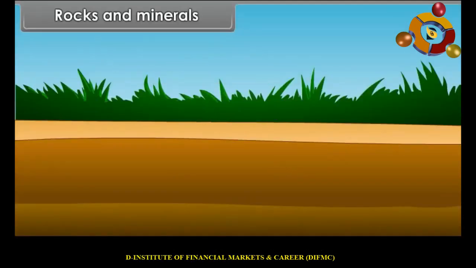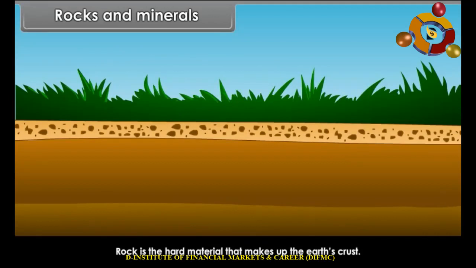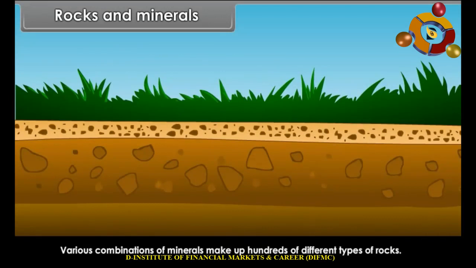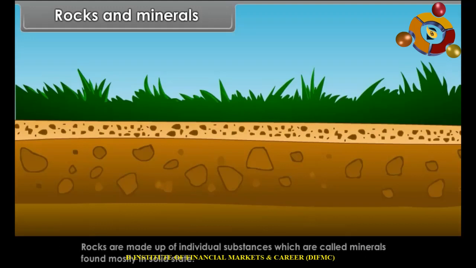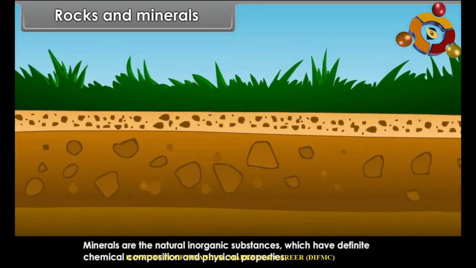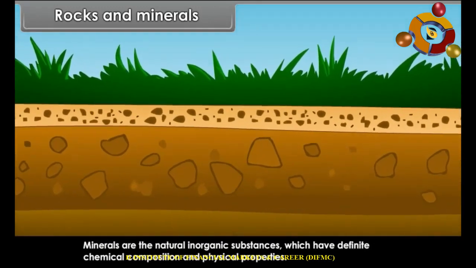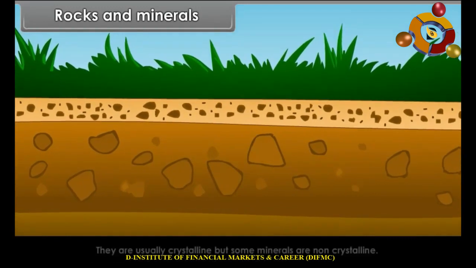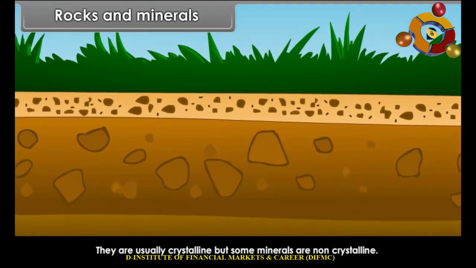Rocks and minerals. Rock is the hard material that makes up the Earth's crust. Various combinations of minerals make up hundreds of different types of rocks. Rocks are made up of individual substances which are called minerals, found mostly in solid state. Minerals are the natural inorganic substances which have definite chemical composition and physical properties. They are usually crystalline, but some minerals are non-crystalline.